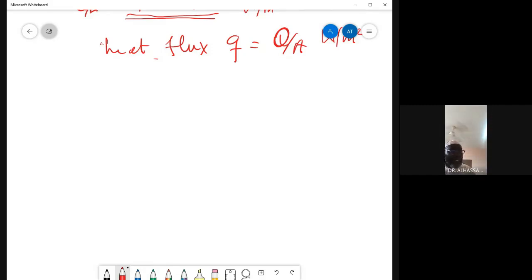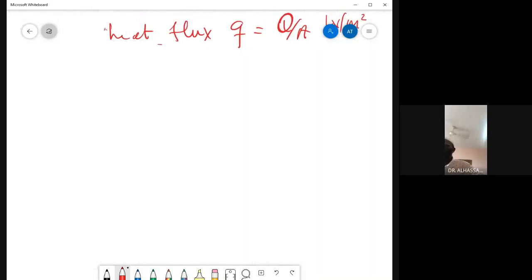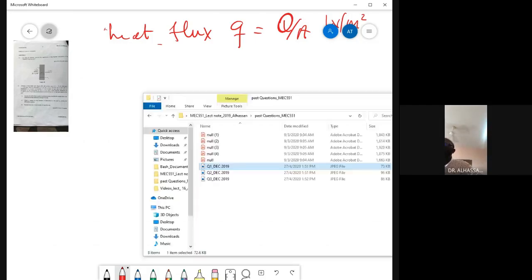Okay, so I'll move on to this particular one. So far, I think I have not solved questions on thermal resistance. So maybe next week, I will look for questions on that, and then we will discuss thermal resistance: rectangular, cylinder, and spherical. Okay, so let us see this question.